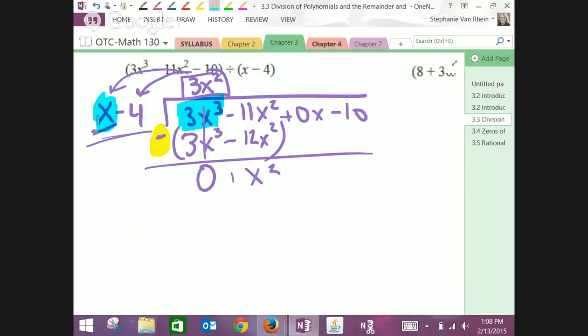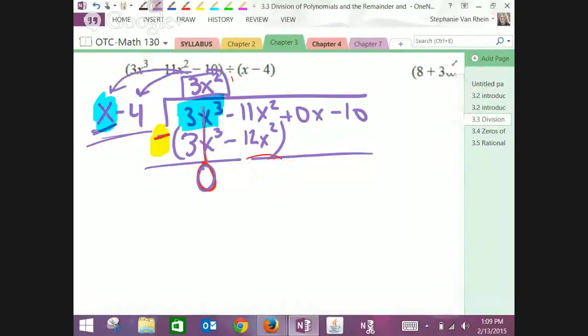How did you get x squared again? Here I take what's in this box and multiply it by both of these terms. First I multiplied it by x, then by minus 4, so I have a minus 12x squared. Then I subtract them. This goes to 0, and I have minus 11 minus minus 12, so it's really plus 12. This is an important thing: you distribute the negative, so a negative minus a negative is really adding. That gives me x squared here.